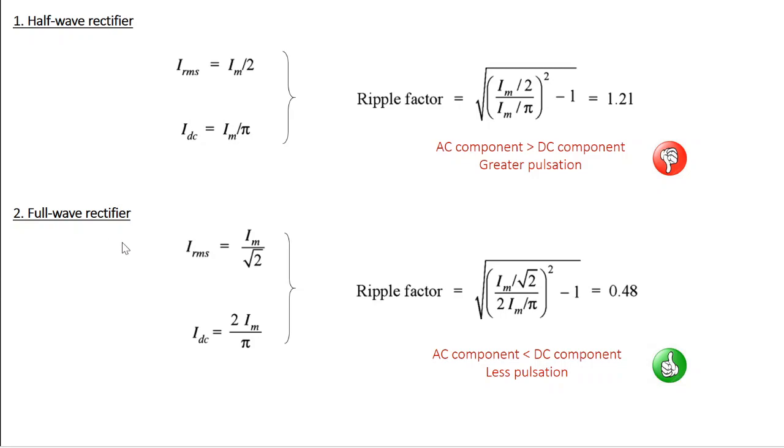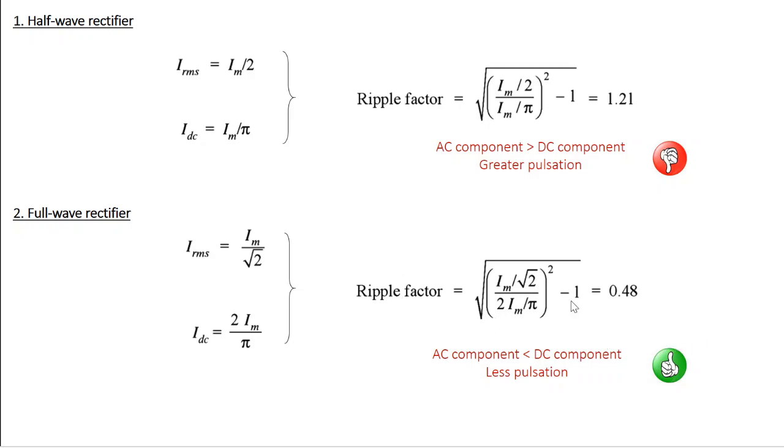Now in the case of a full wave rectifier, IRMS equal to Im divided by root 2 and IDC equal to 2Im divided by pi. So ripple factor is going to be square root of Im by root 2 divided by 2Im by pi whole square minus 1, which is equal to 0.48. So this factor is less than 1, which means the numerator is smaller than the denominator. So the AC component is less than the DC component, which corresponds to less pulsation. So this is the more favorable condition.